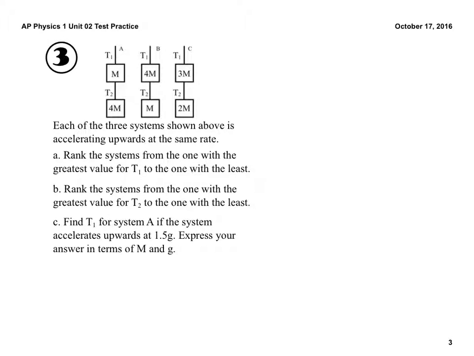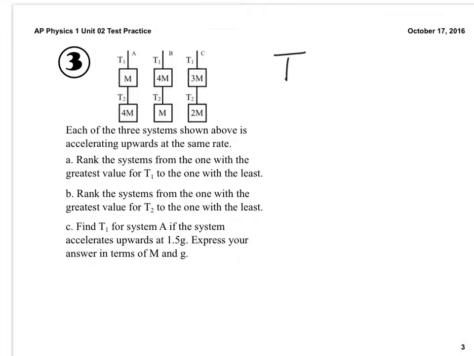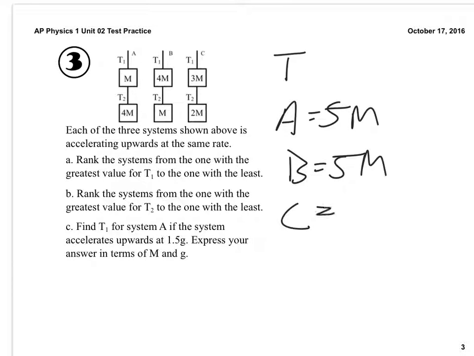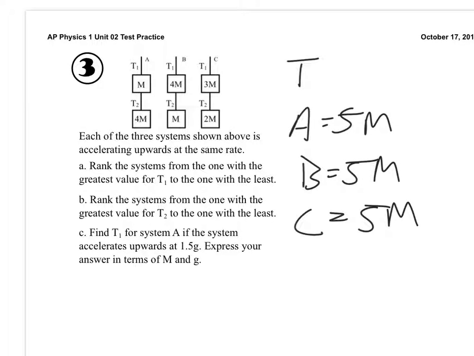Rank the systems from the one with the greatest value for T1 to the least. So the amount of tension we have depends on how much mass we have hanging from that string. For A, we have a total of 5m. For B, we have a total of 5m. And for C, we also have a total of 5m. So because all of those strings are holding the same amount of weight, they have the same tension. So they are all the same.